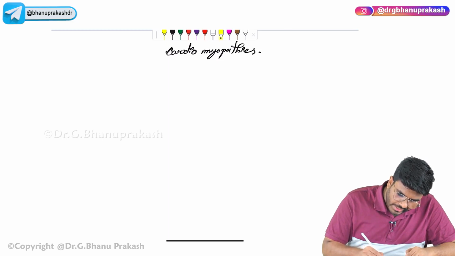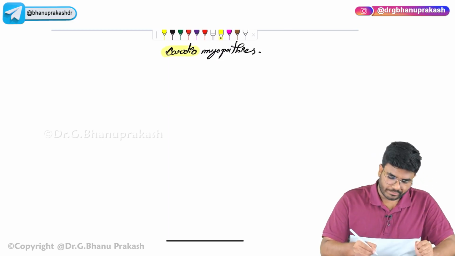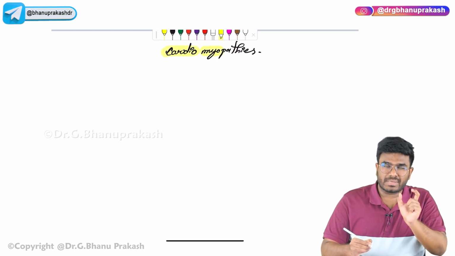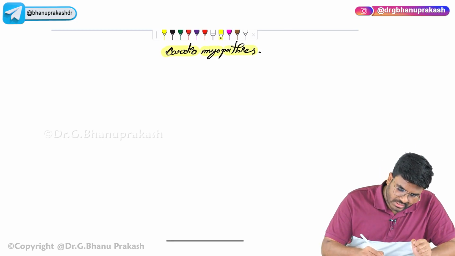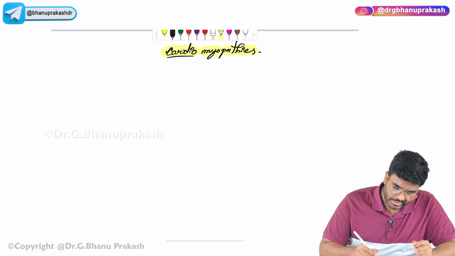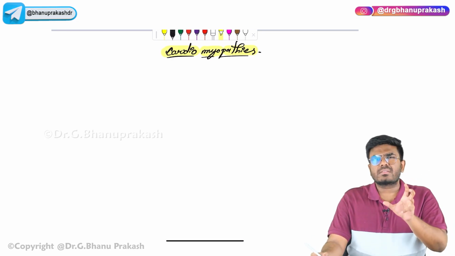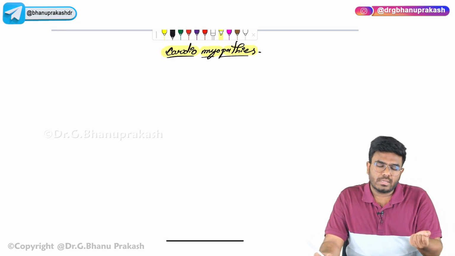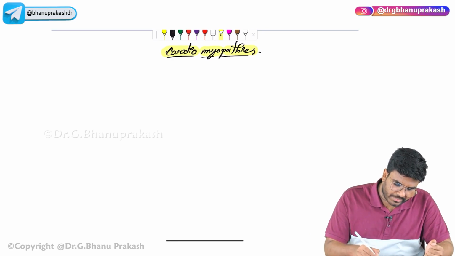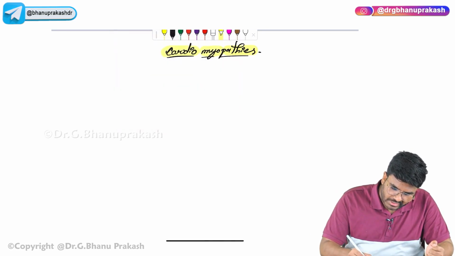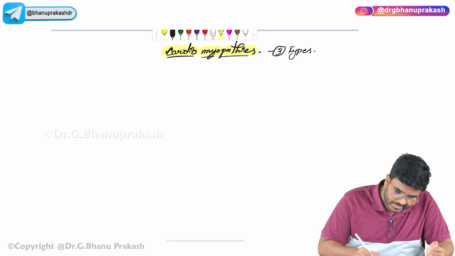Cardiomyopathies. So what exactly are these cardiomyopathies? Cardio means heart, myo means muscle, the cardiac muscle, and pathy means a pathology. So cardiomyopathies are some problems with the heart muscle. How many types are there? There are 3 types of cardiomyopathies. So what exactly are these 3 types?